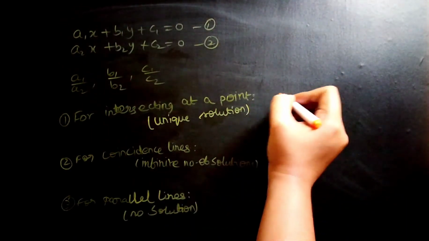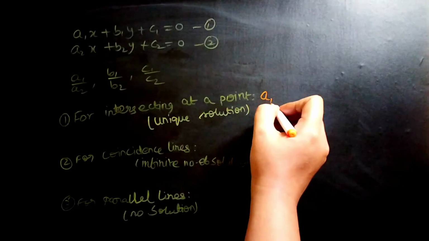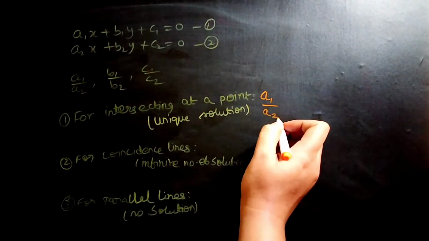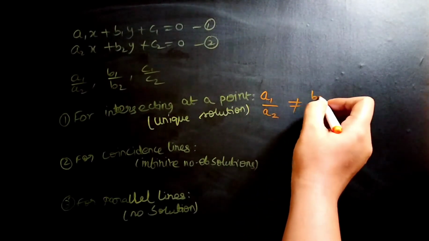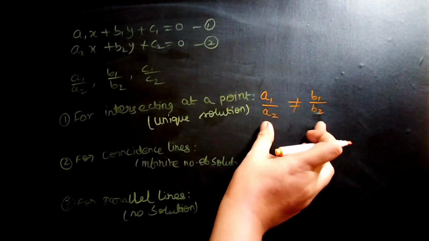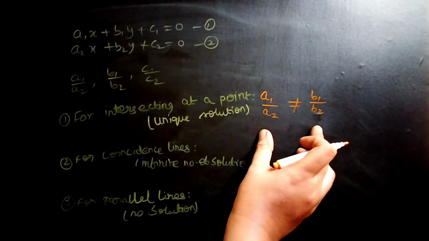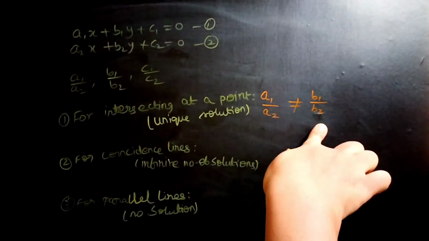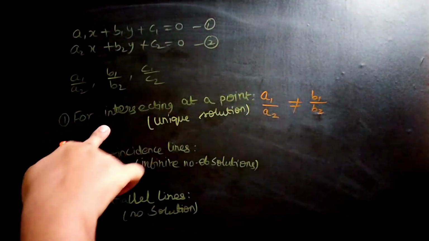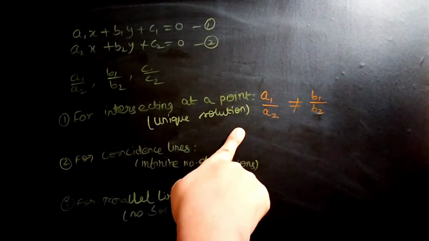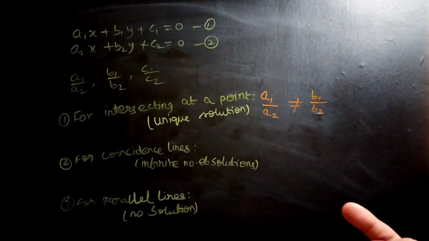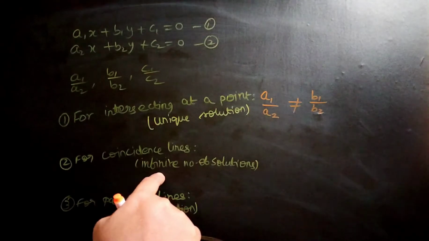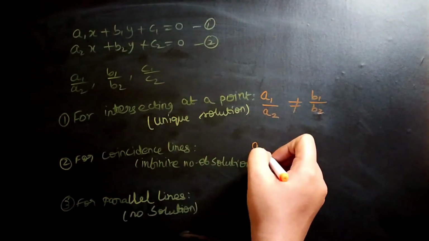Okay. For that, the ratio should be the simplified answer of a1 by a2 and b1 by b2. Leave out the constants, only we will compare these two. If the ratios of a1 by a2 and b1 by b2 are not equal, then the lines are intersecting at a point, that is unique solution. When we do the questions, you will understand. The ratios will be, all the ratios will be equal.